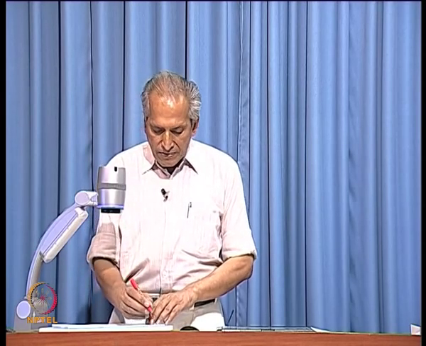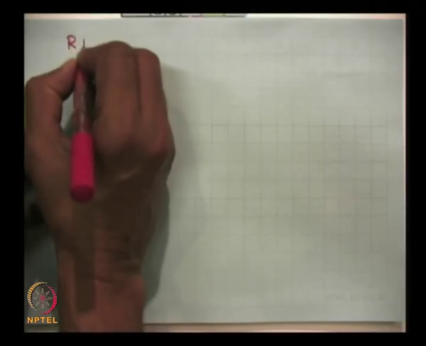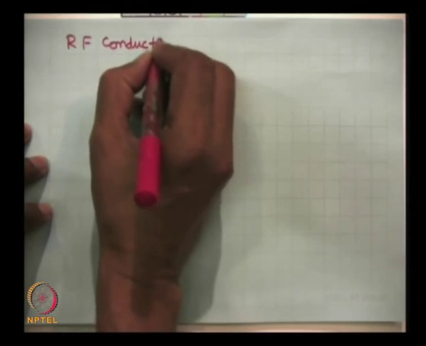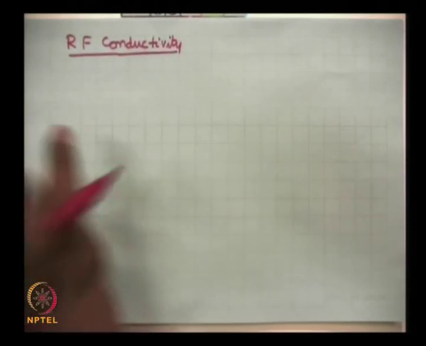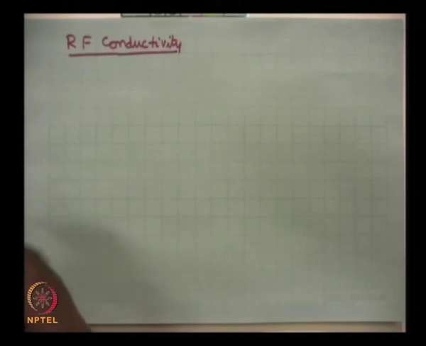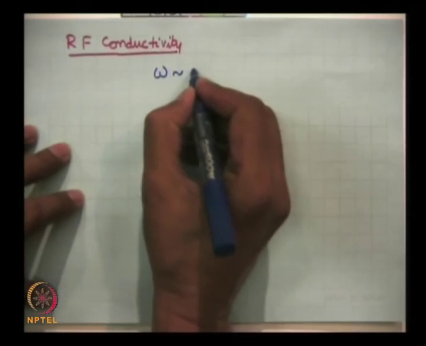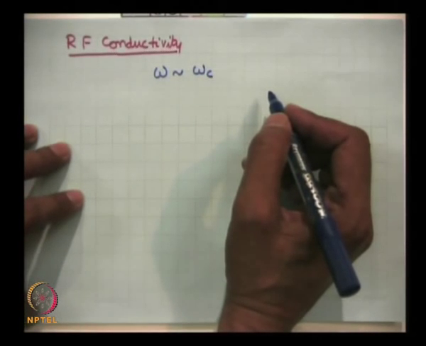Well, now I would like to discuss the implications of cyclotron effect on conductivity, RF conductivity. So let me go over to the RF conductivity again. Well, as I mentioned to you, the RF conductivity has a character that when omega is of the order of omega C, one would expect an enhancement in electrical current.